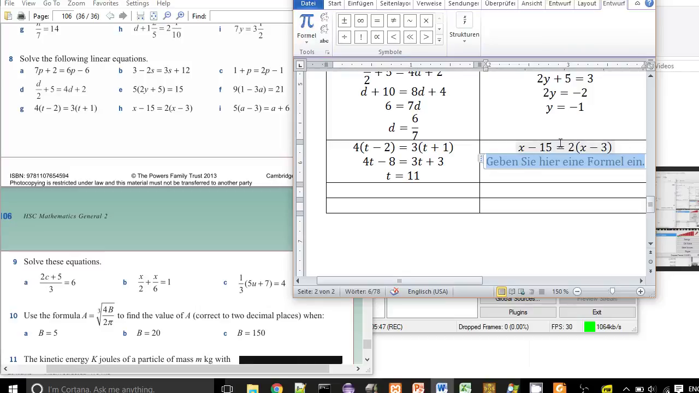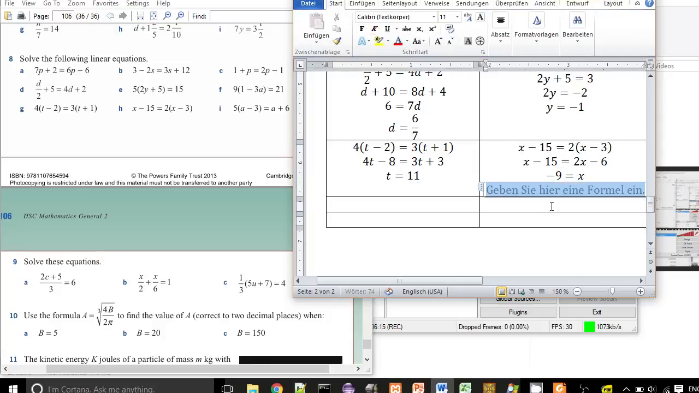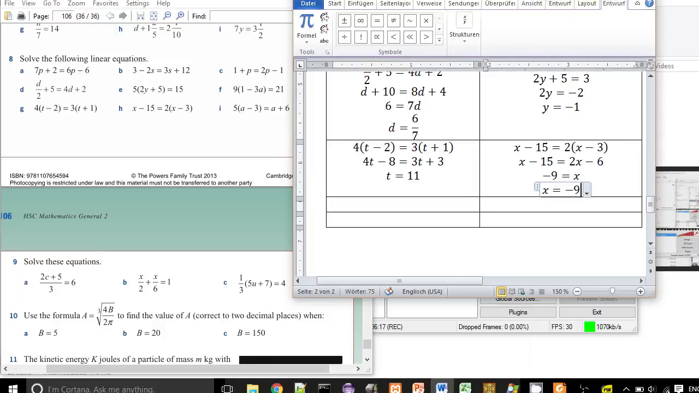So this side I'm going to expand first, so leave that the same. It's going to be 2x minus 6. Okay, I need all the x's on one side. I'll take that x off, so that 2x minus x is just x. This minus 6, I'm going to add 6. So minus 15 plus 6 will be minus 9. And in fact, that's the value for x. Good to just write it again like that.